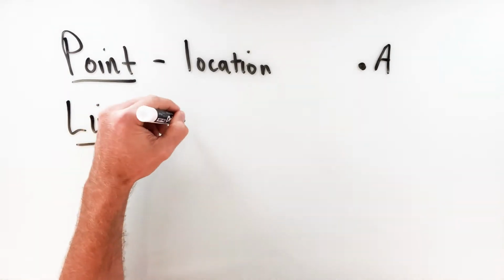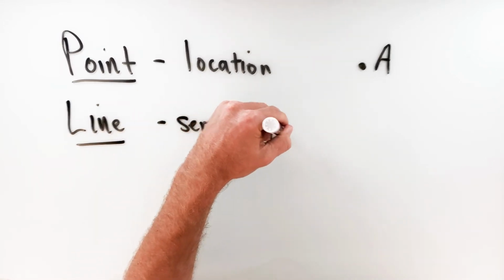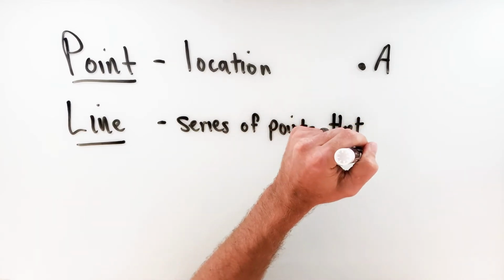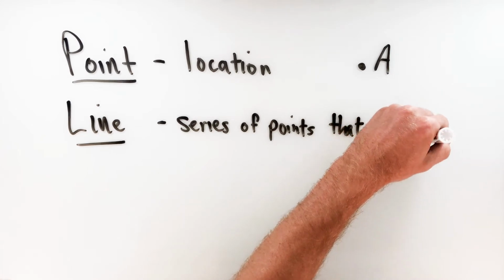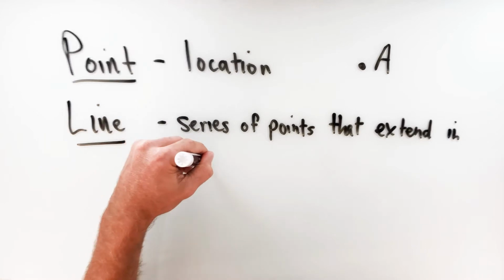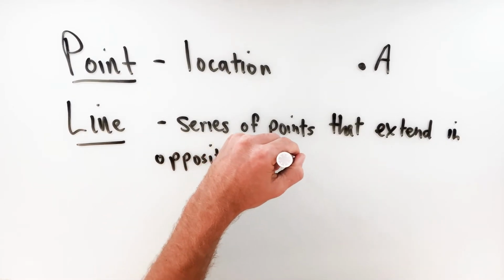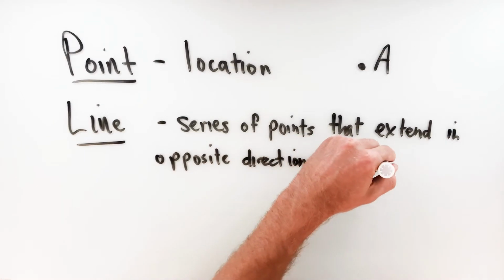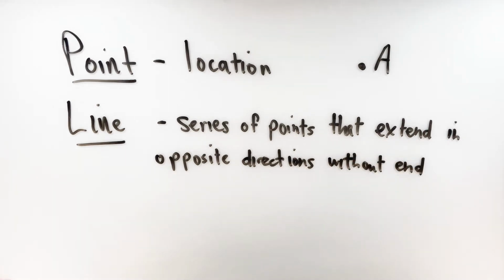And a line is a series of points that extend in opposite directions without end. And that last part, without end, is kind of the biggest deal here.